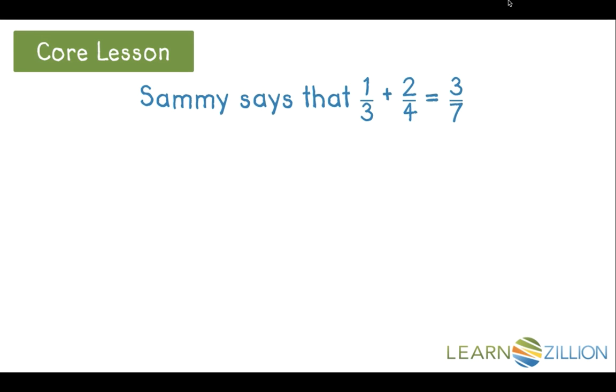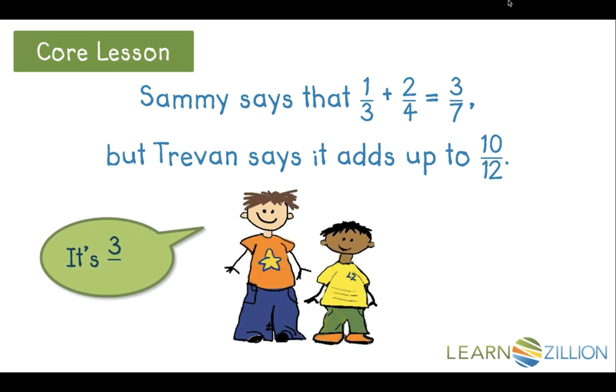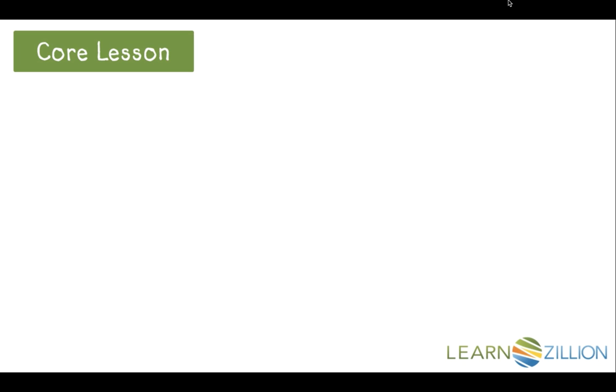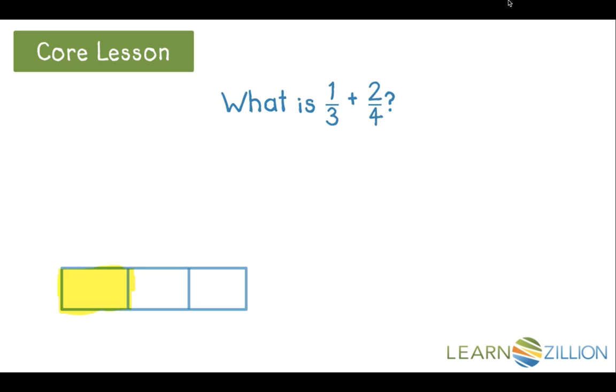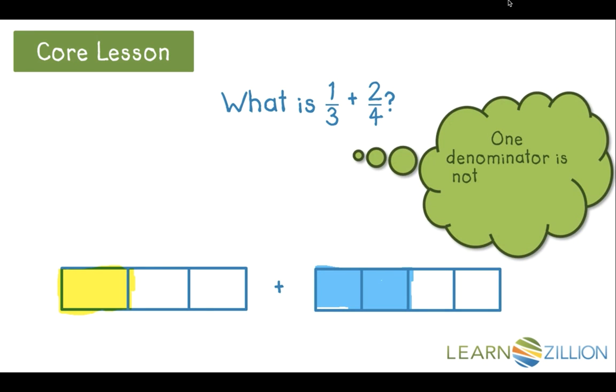Let's try another one. Sammy says that 1/3 plus 2/4 is 3/7. But Trevan says it adds up to 10/12. Who do you think is right? Well, let's take a look at it. What is 1/3 plus 2/4? Here we have a third and we have 2/4.